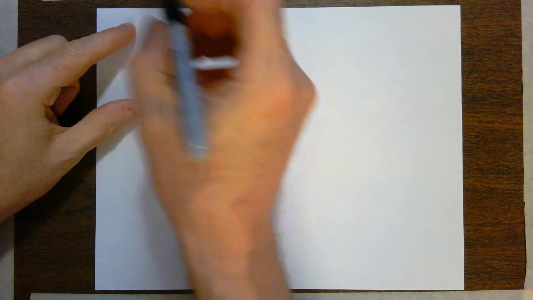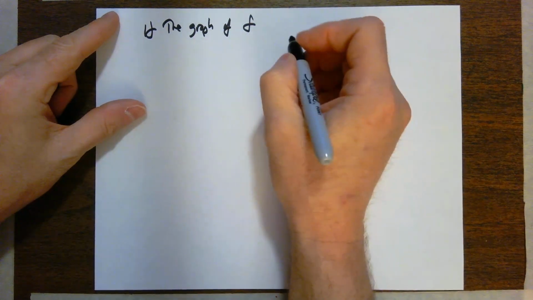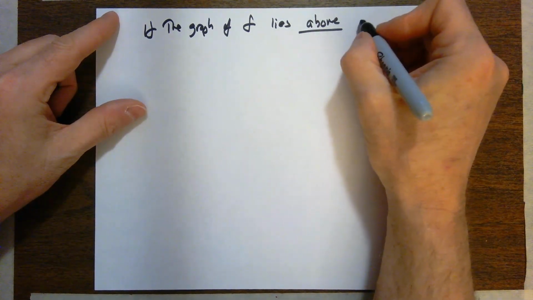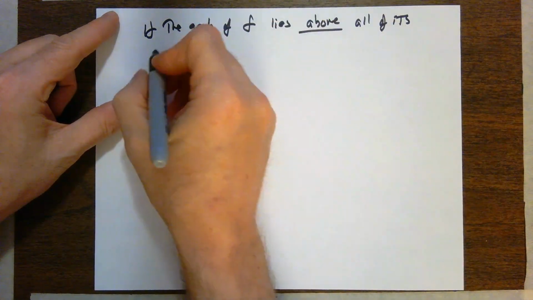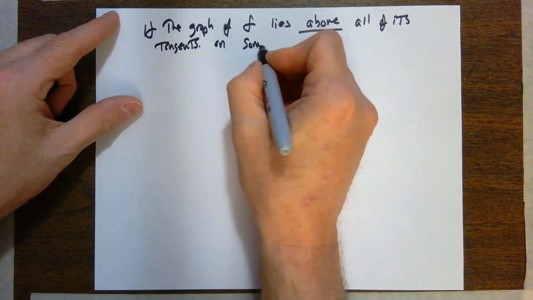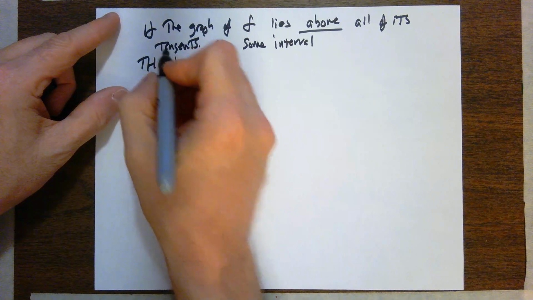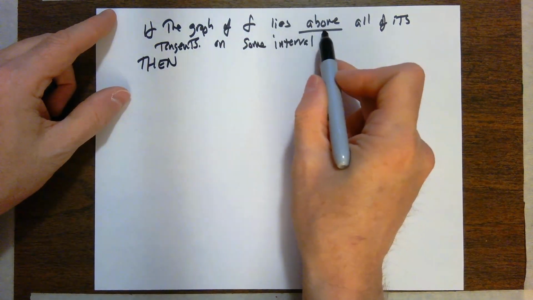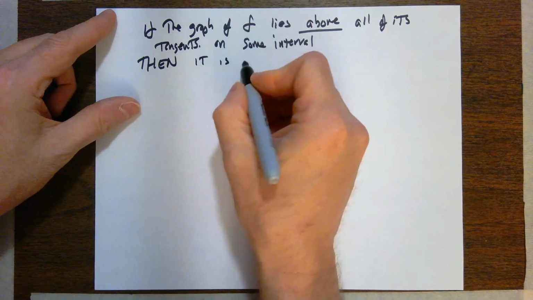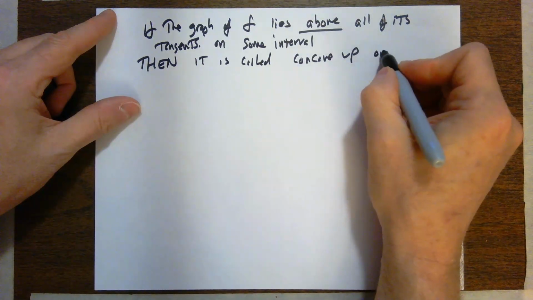Okay, so the definition. If the graph of a function f lies above all of its tangents on some interval, then it is called concave up on that interval.